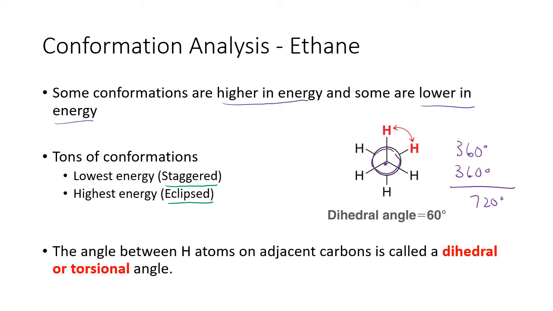So that dihedral angle is the angle between the atoms on adjacent carbons, essentially. In this case, we're looking at hydrogen atoms because we're still talking about ethane. So this would represent dihedral angle of 60 here. We're looking at one that's on the front and one that's on the back carbon when we're looking down that projected bond.